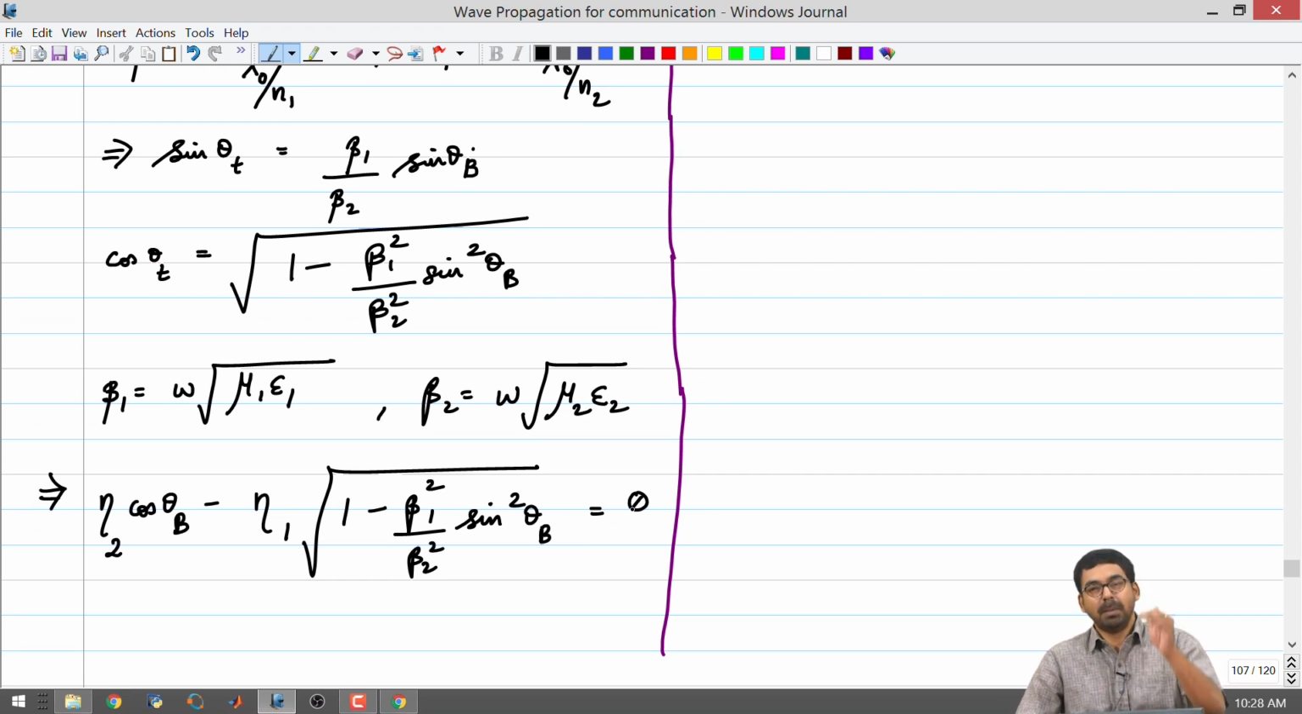So, if you were to remember the previous expression, it is more than enough for you to determine the Brewster's angle, but we are just trying to see if, instead of writing in terms of eta and theta i and theta t, it is possible to draw some more inferences, that is all. Right. So, now one can go ahead and substitute for beta 1 and beta 2 as omega square root of mu 1 epsilon 1, omega square root of mu 2 epsilon 2 in the denominator. This expression starts to look a little bit more elaborate.